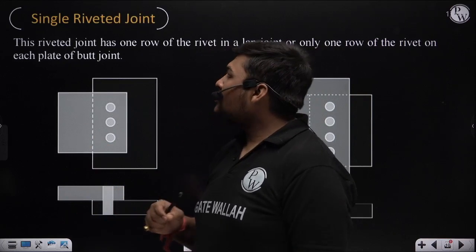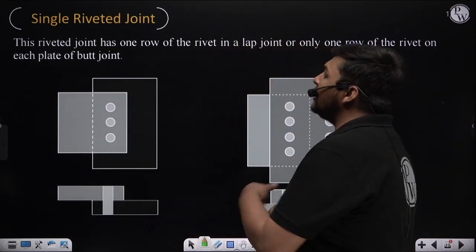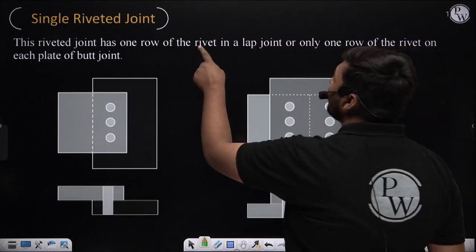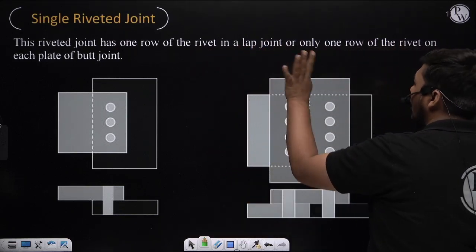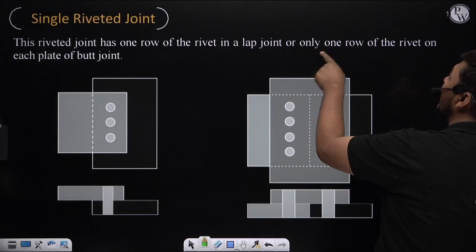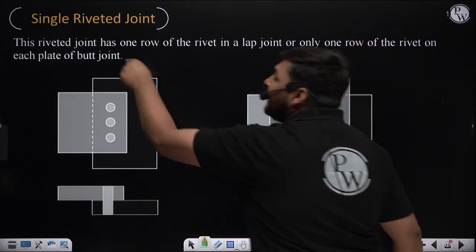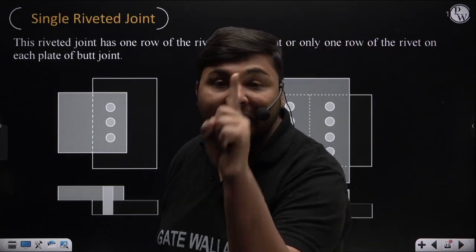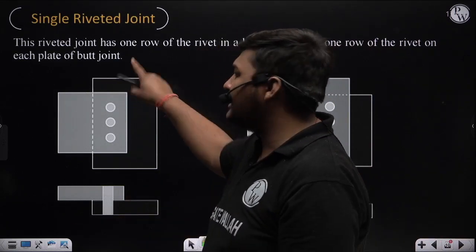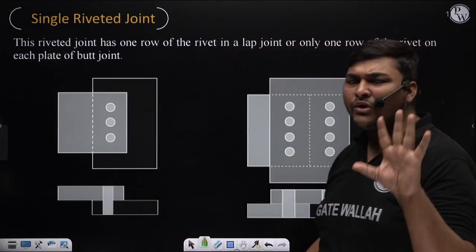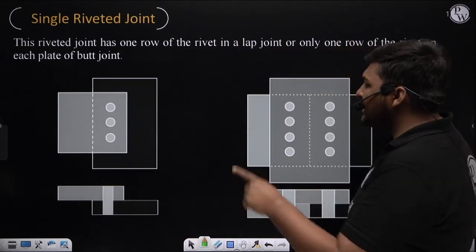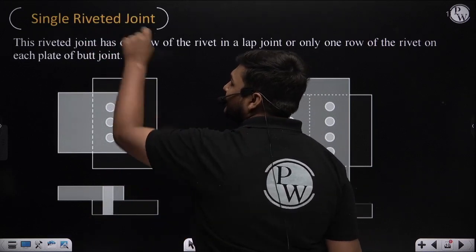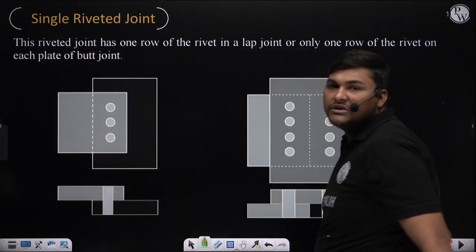So how many rows of rivet are we using? If we use only one row of rivet, it means this riveted joint has only one row of rivet in the lap joint, or only one row of rivet on each plate of butt joint. When you are looking at a butt joint, only see one plate at a time. That's why I have written the definition like this. But I think you understood this concept already. So in this diagram also you can see one row of rivet I am using, so this is single riveted lap joint, because it is lap joint.